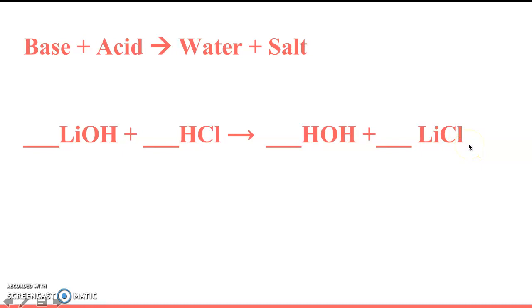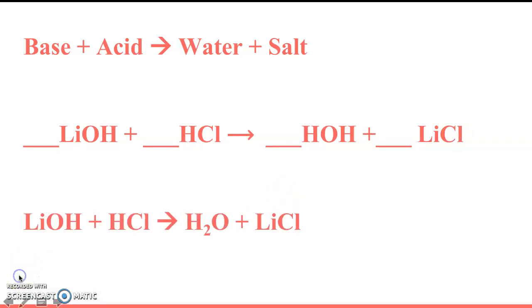Our last step is to make sure that we balance. If we take a look, we have 1 lithium, 1 lithium, 1 OH, 1 OH, 1 H, 1 H, 1 chlorine, 1 chlorine. This is already balanced. It's a 1 to 1 to 1 to 1. And here is our final equation written out. Again, you can leave it HOH or write it H2O. It's a preference.